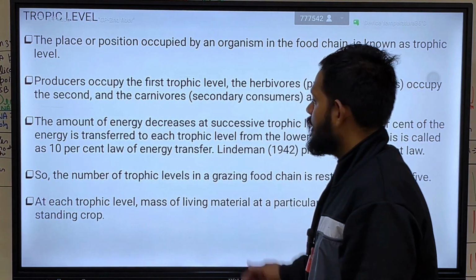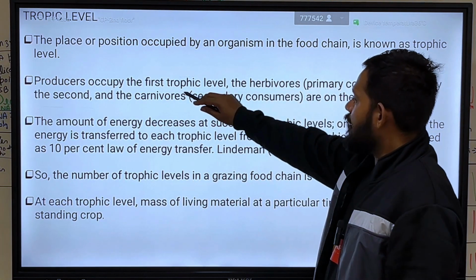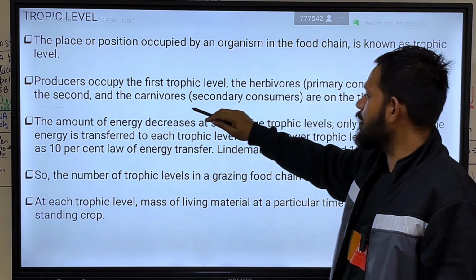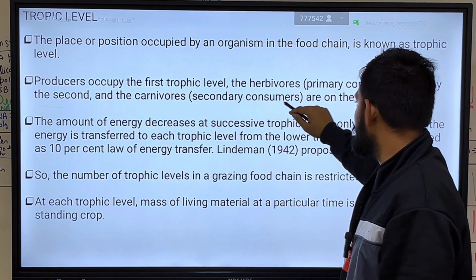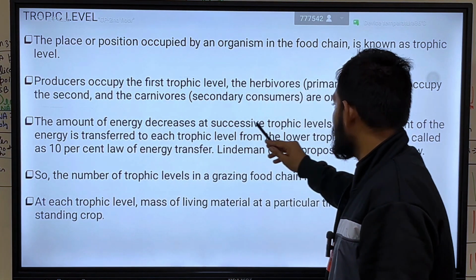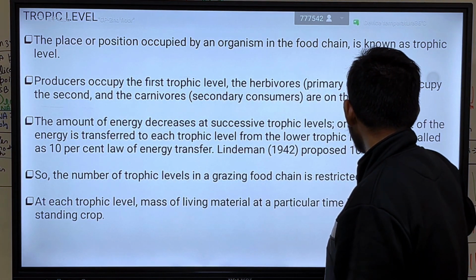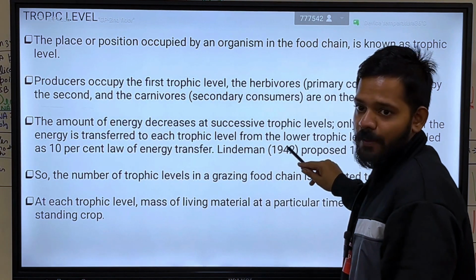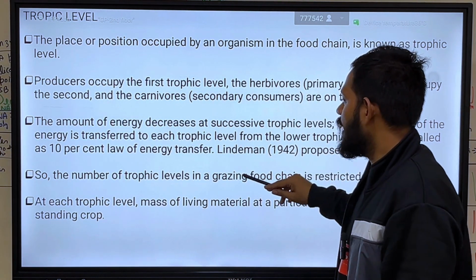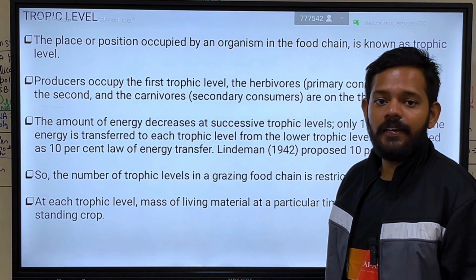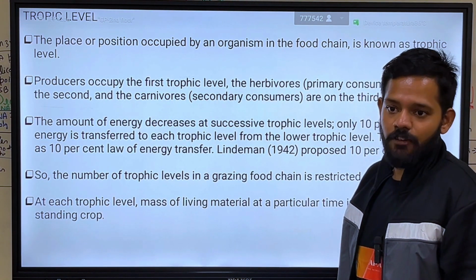That is written here. Producers occupy the first trophic level, herbivores, the primary consumers, occupy the second level, and carnivores, the secondary consumers, occupy the third level. The amount of energy decreases at successive trophic levels. Only 10% of energy is transferred to each trophic level from the lower to the higher trophic level. This is called the 10% law of energy transfer, given by Lindemann in 1947.